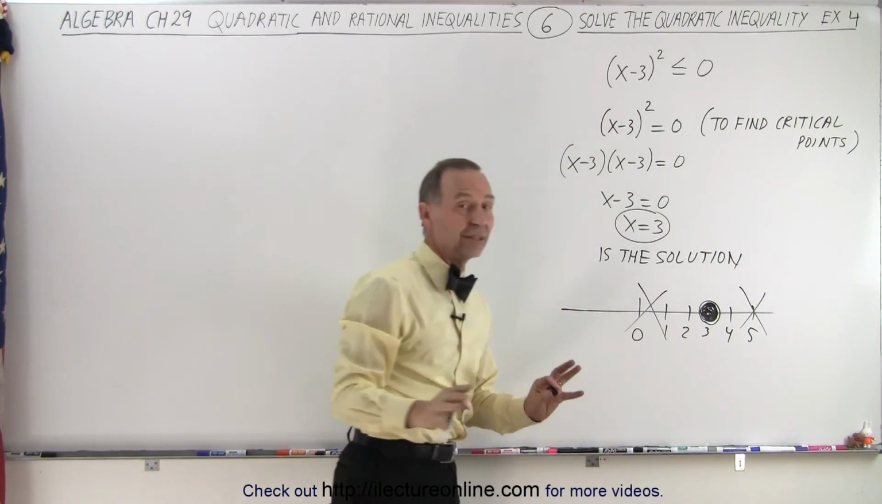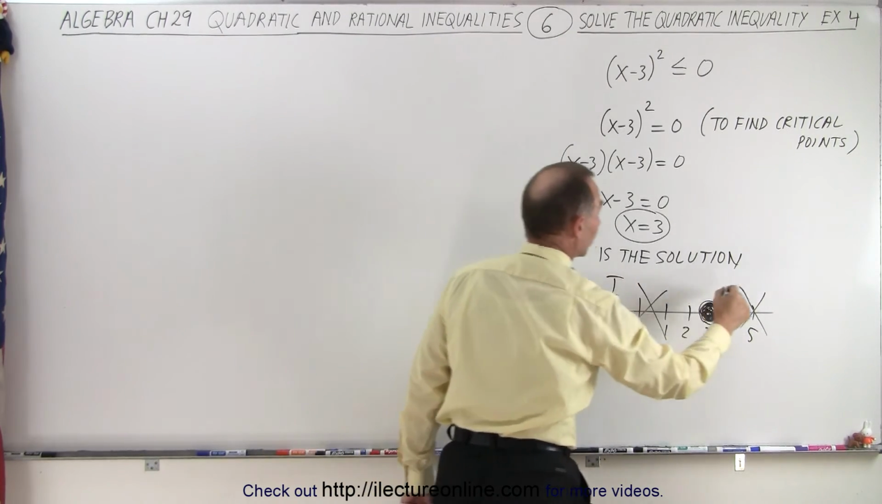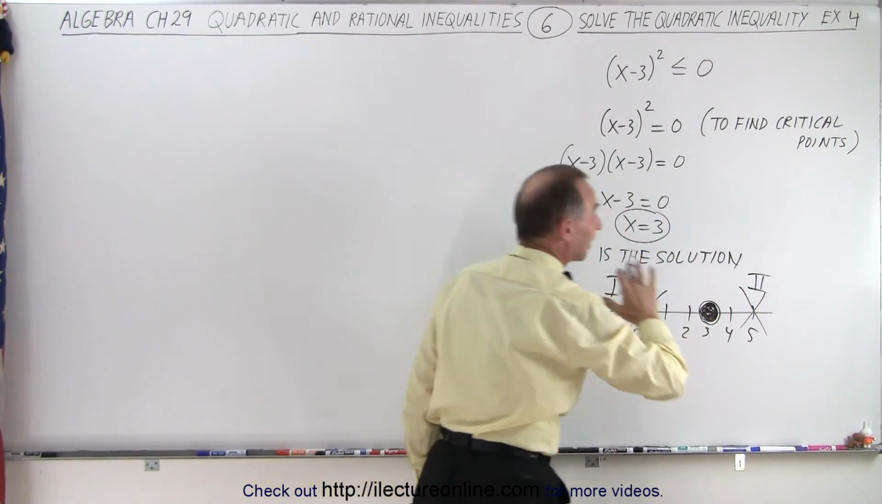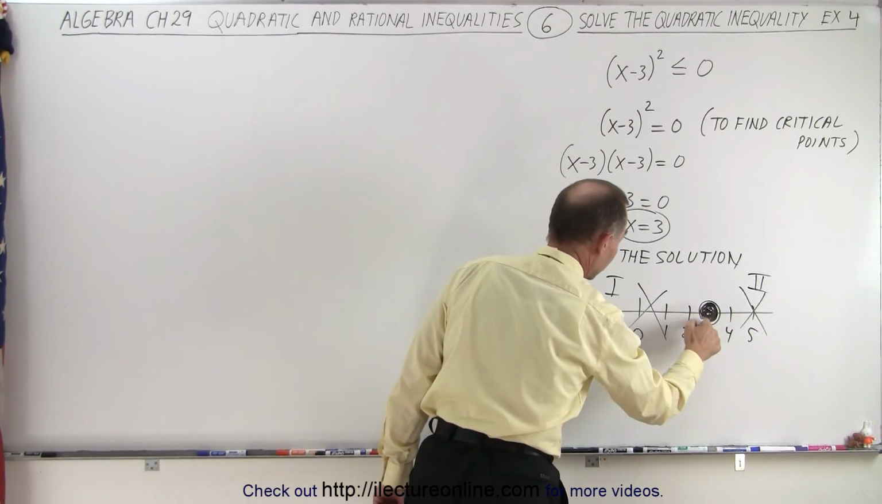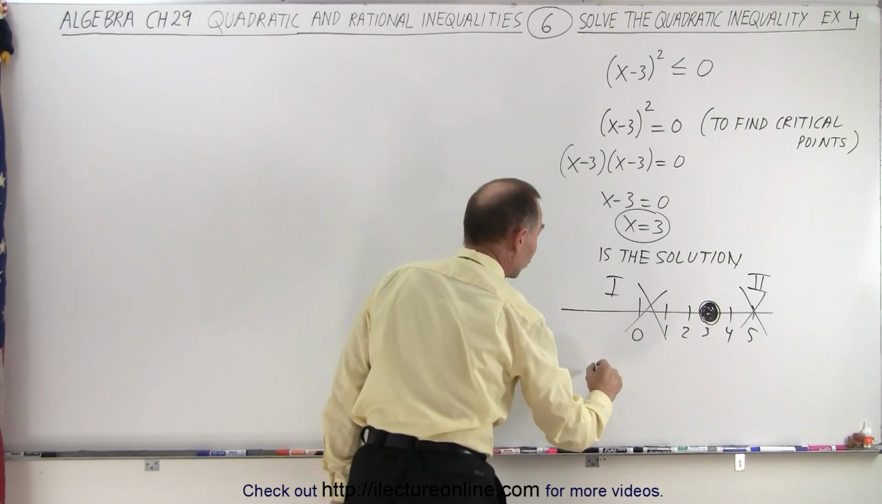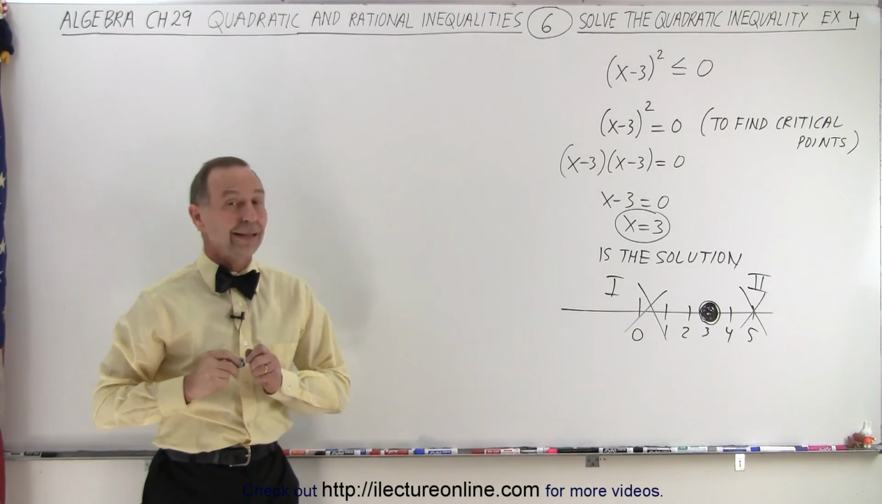So you can see that if you did some test cases, region number 1 and region number 2 both do not satisfy the inequality. The only point that does is the critical point 3, and that's the solution. So the solution is x = 3, as I already circled, and that is how it's done.